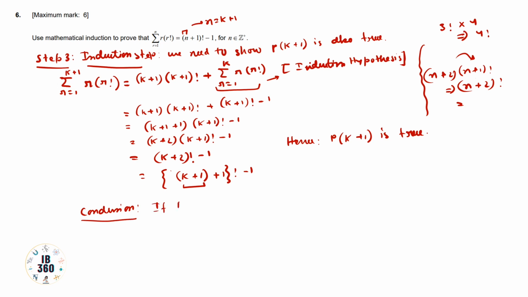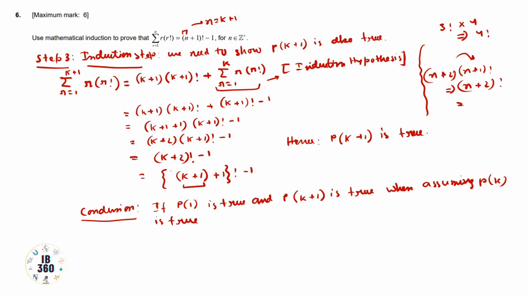If P(1) is true and P(k+1) is true, when assuming P(k) is true, because we have assumed P(k) is true, and after that we have proved P(k+1) is true. So this is the line.